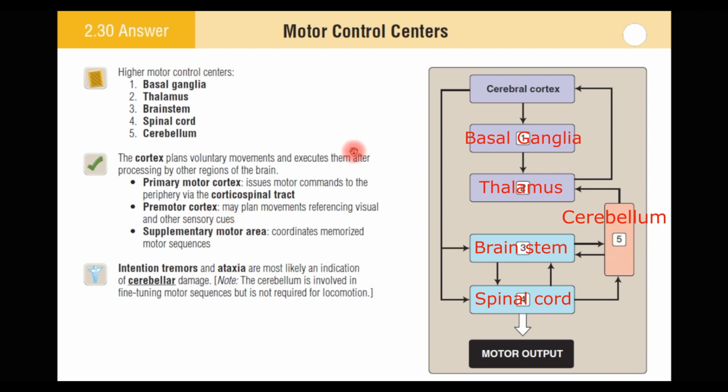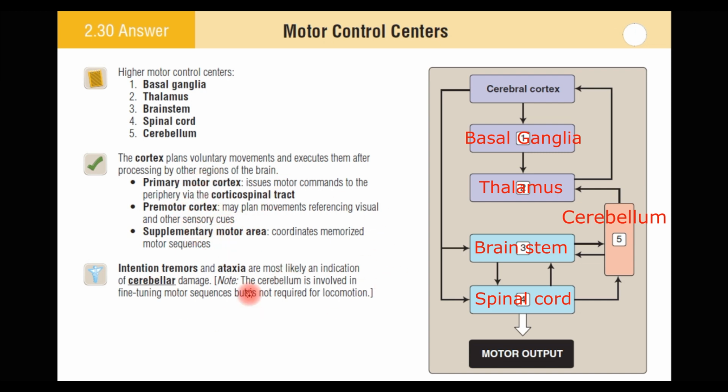This is a simple question. The second question was: the cortex plans voluntary movements and executes them after processing by the other regions of the brain, which are the primary motor cortex, premotor cortex and supplementary motor cortex. We have studied them in detail in our video lecture.